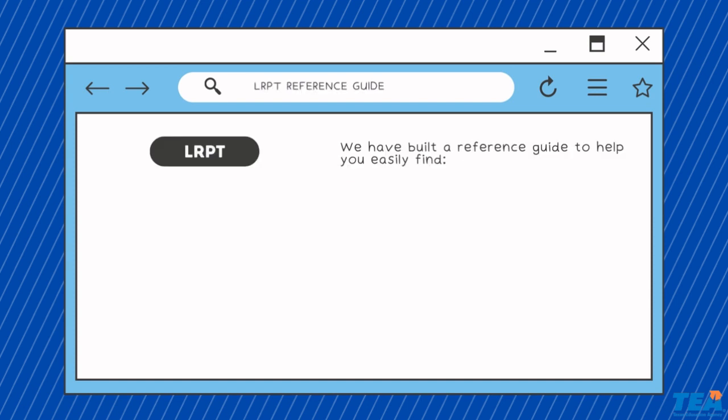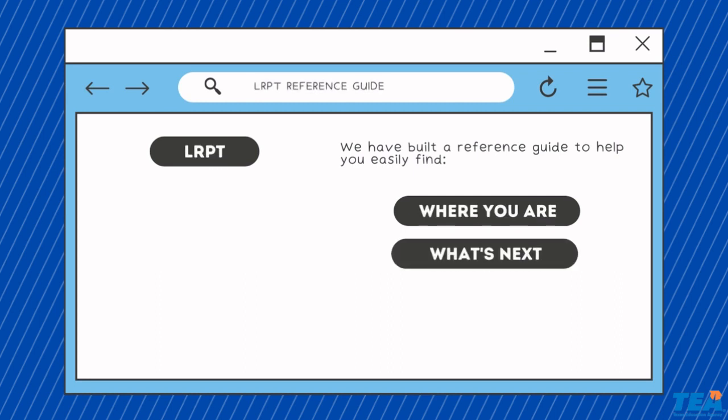Because it's most likely that you will go through these videos and topics as needed instead of the order of the document, we have built a reference guide to help you easily find where you are in the document, what's next, and what focus area you are in.